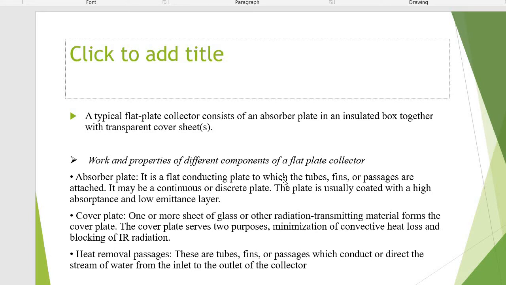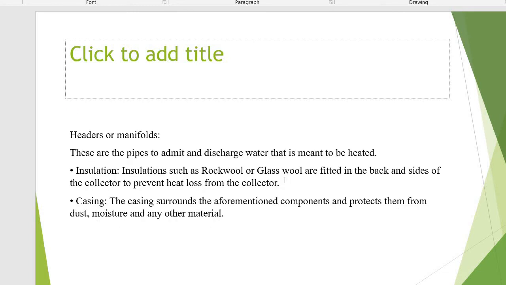We all know that. Heat removal passages: there are tubes, fins and passages which conduct or direct the stream of water from the inlet to the outlet of the collector. Headers or manifold: there are many pipes through which we can bring water into the collector and discharge the water. Insulation, this is very important, such as rock wool or glass wool. These are fitted at the back and sides of the collector to prevent heat losses from the collector. Casing surrounds the aforementioned components and protects them from dust, moisture or any other material.